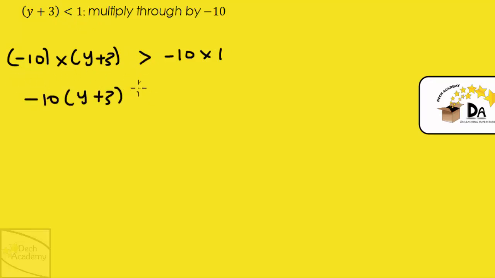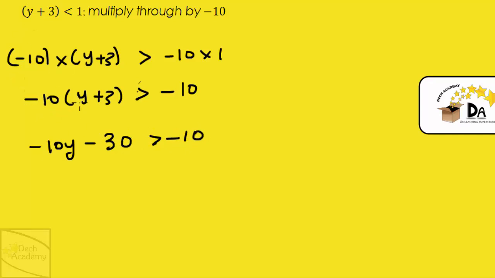Simplifying the right hand side, it is minus 10 times 1, which is minus 10. Now, expanding the left hand side expression gives minus 10y minus 30. It's greater than minus 10. And it was done as follows.